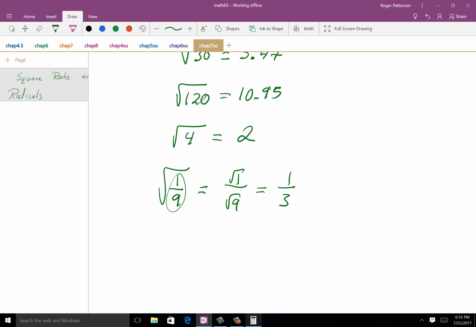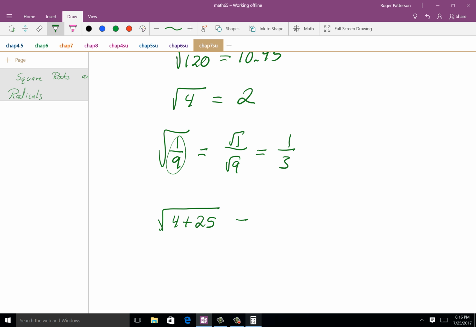There are some misconceptions about square roots, something like this. Okay, this is equal to the square root of 29.